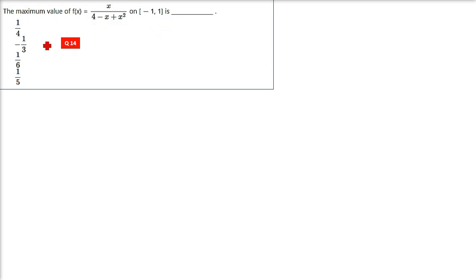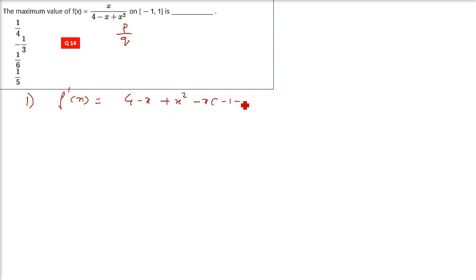So what do we do here? These steps remain the same. First thing is to differentiate this. That is f'(x) we are going to find out. If it would have been 1 by 4 minus x plus x square, there is a different technique that I will cover in a later question. One question is coming, okay?